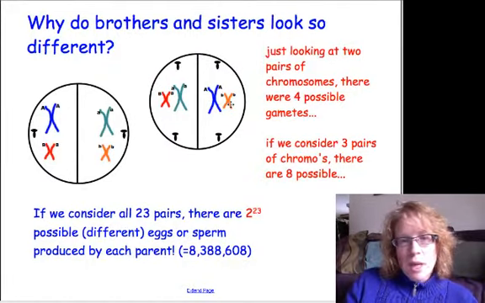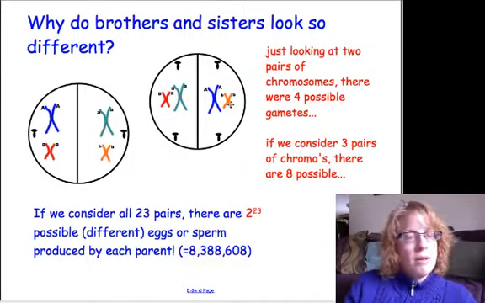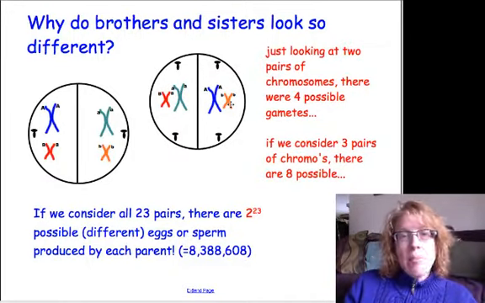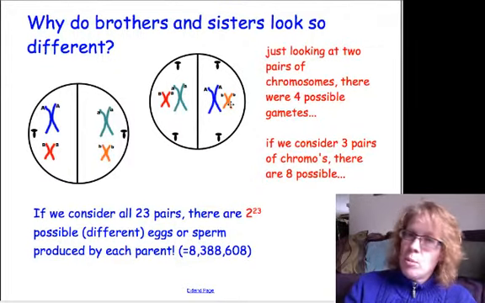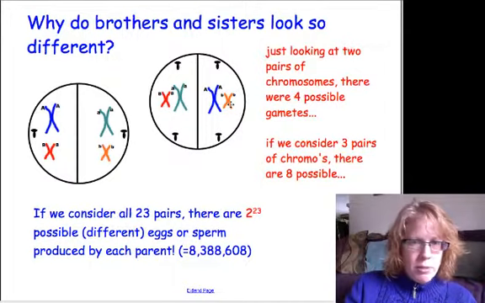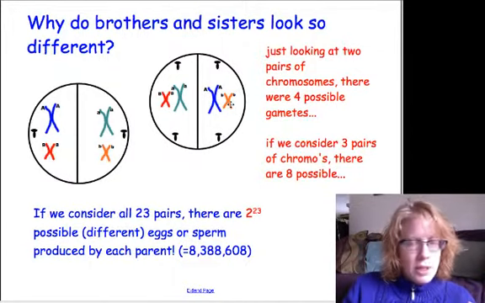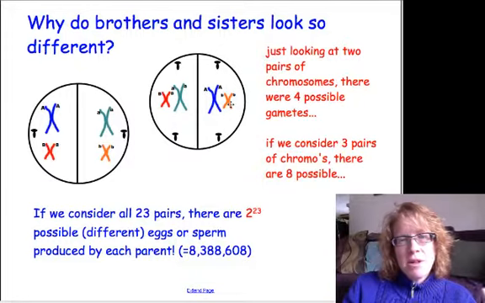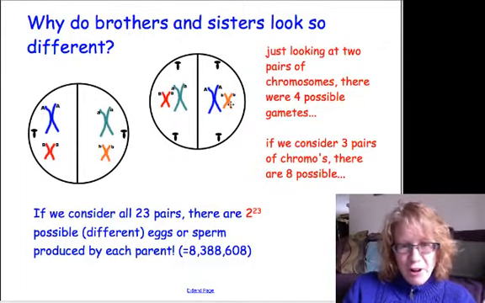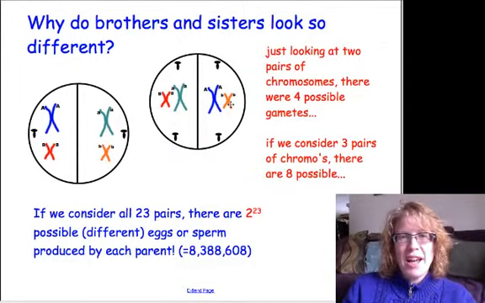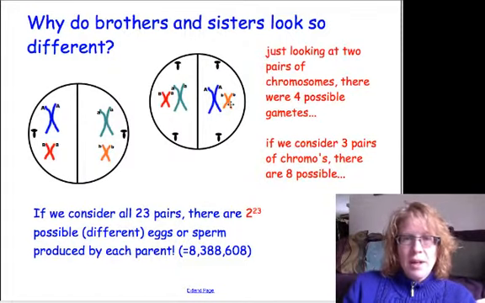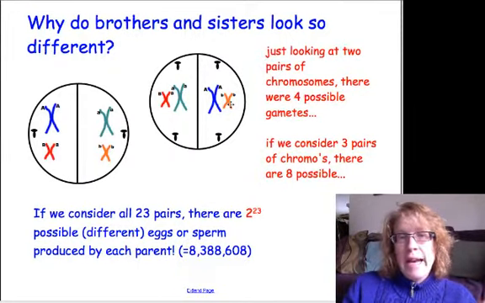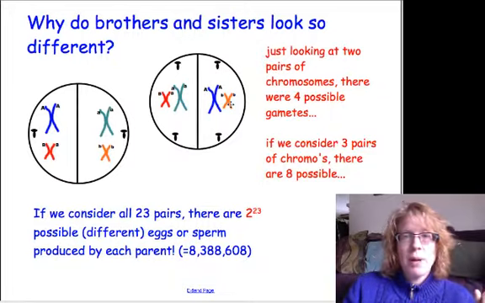up making an offspring. If we looked at 3 chromosomes, which I didn't do here, I only did 2, it's actually 8 possibilities. 2 to the exponent of the number of chromosomes. And that's kind of a big rule here, because if there's in us 23 different chromosomes, that means there are 2 to the 23rd different eggs, or 2 to the 23rd different sperm that could be produced by either parent. That's over 8 million different eggs, or 8 million different sperm, just based on independent assortment alone in the process of meiosis.